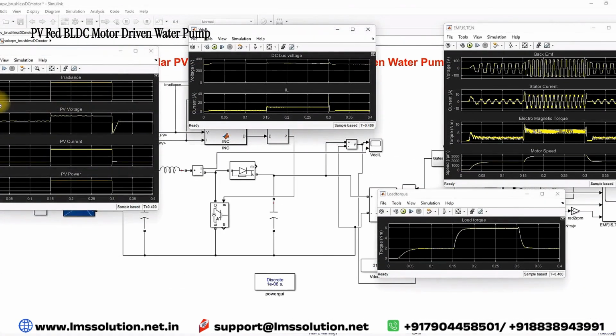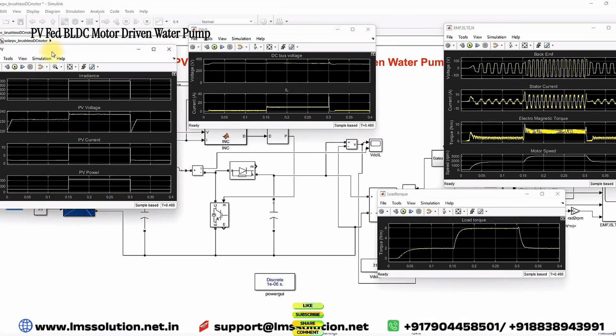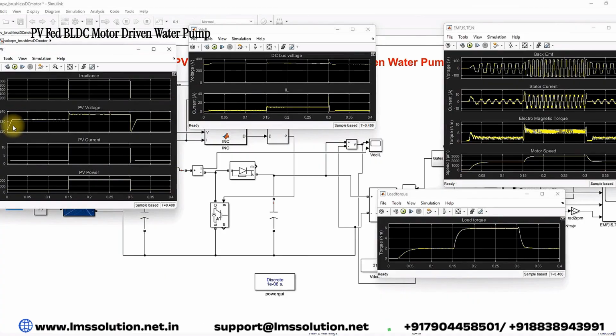Here you will see that for 200 watts per meter square, the power is around 400 something. And then after 0.15 seconds it is changed to 1000. That's why we are getting maximum power around 2237 watts. And then here you can see for 200 the current is around 2 amps, right? For 1000 watts per meter square it is around 9 amps. And then here you can see the variation of PV voltage from 230 or 235 and goes to 238. This is the change of PV voltage, current and power. This is the DC bus voltage and inductor current of the boost converter. According to the change in power, the inductor current is also changing here.